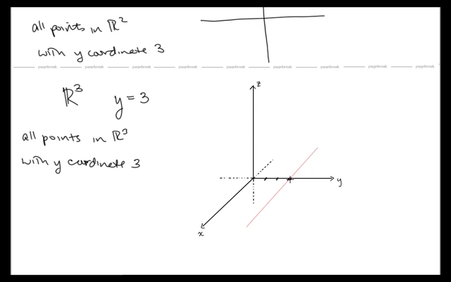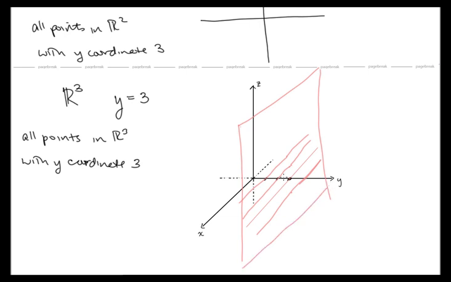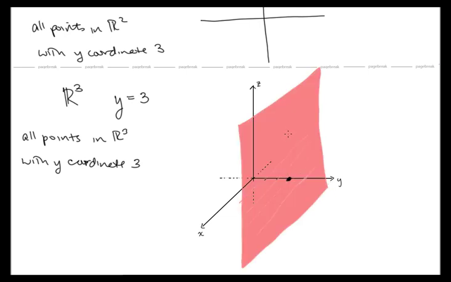Okay, but z can be anything. So actually I could take this line and move it up 1 unit. We can move it up 2 units. We can move it up 3.5 units. We can move it down a couple of units as well. So essentially what we're getting here is a whole plane of points that all have y coordinate equal to 3.